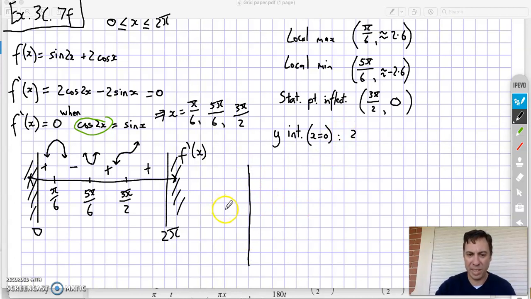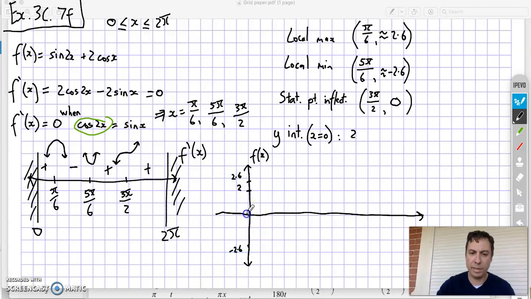This question wasn't asking about points of inflection or where the function equals 0, so the points where it crosses the x-axis. It's just looking at the maxes and the mins. But we are using them to graph the function, and we know that it starts at 2 and goes up to 2.6. Maybe I'll put my 2 here. Our maxes will be at 2.6. The min's going to be down at minus 2.6.